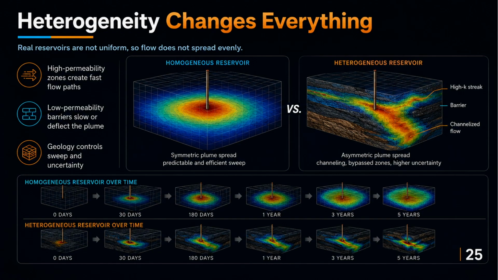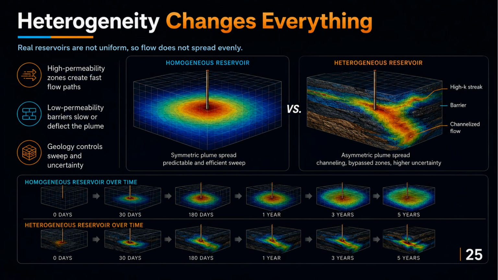For practical modeling, heterogeneity creates uncertainty. We rarely know the exact permeability distribution underground. We infer it from seismic data, well logs, core data, pressure tests, and production history. Therefore, a single deterministic model may not be enough. We often need multiple geological realizations to understand possible outcomes. This leads naturally toward uncertainty quantification later in the masterclass.